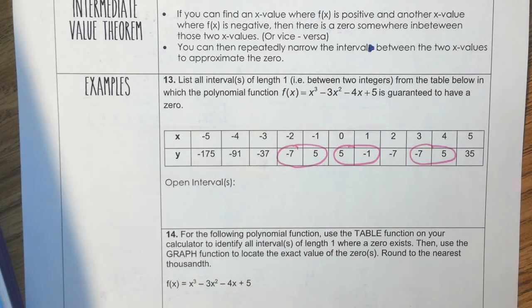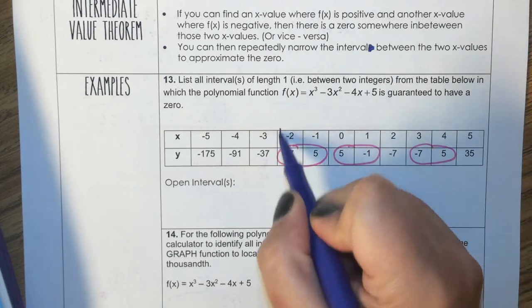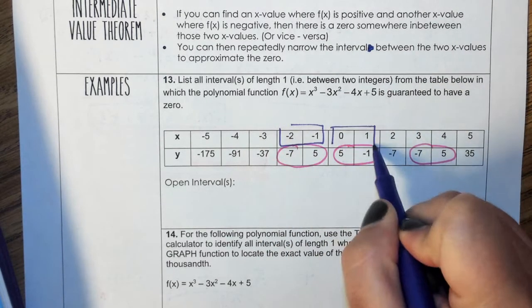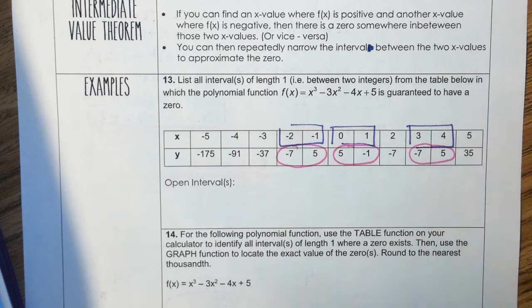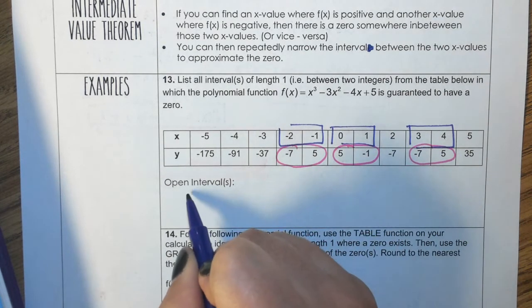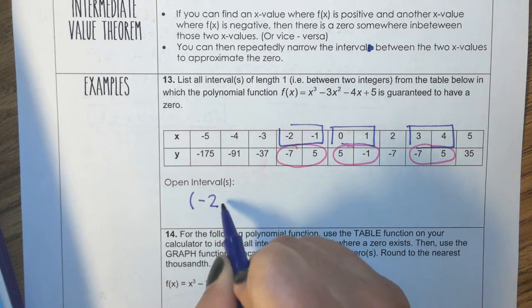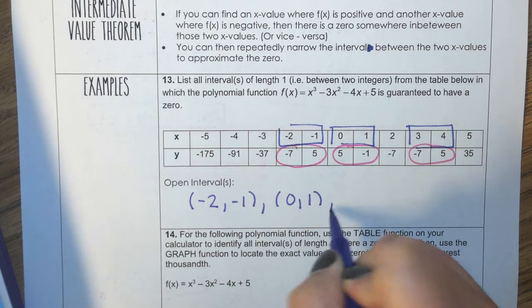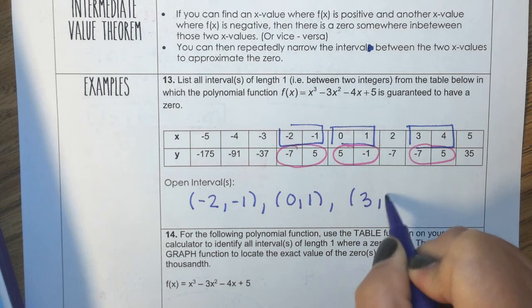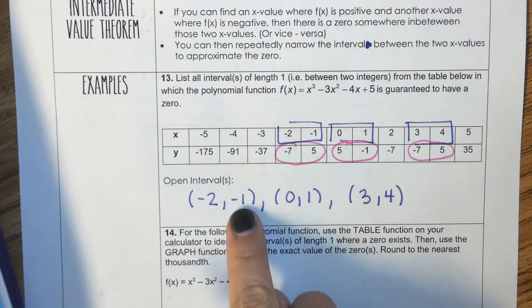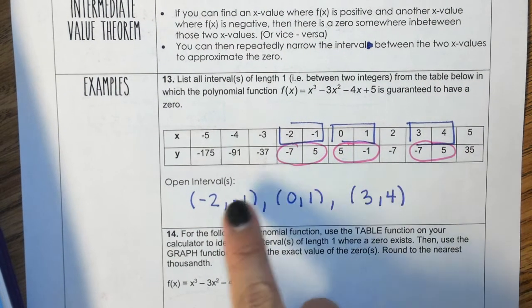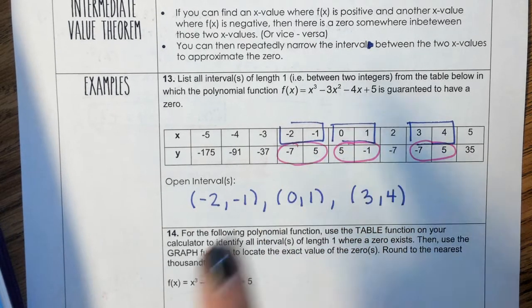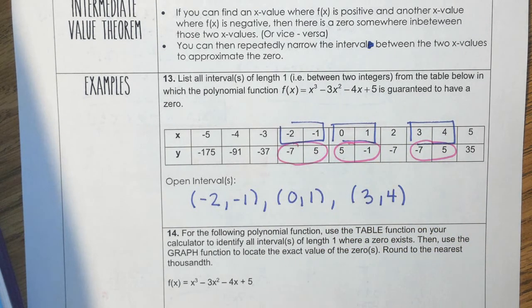Those two outputs, that's indicating that your graph is going to come back up over the x-axis. So the x values that this is occurring in between is what I need to be talking about. Okay, these are open intervals, so I need to have open parentheses. So it's happening between negative 2 and 1, between 0 and 1, and between 3 and 4. So these are the x values that I'm listing where the y values is changing from positive to negative or from negative to positive. Okay.